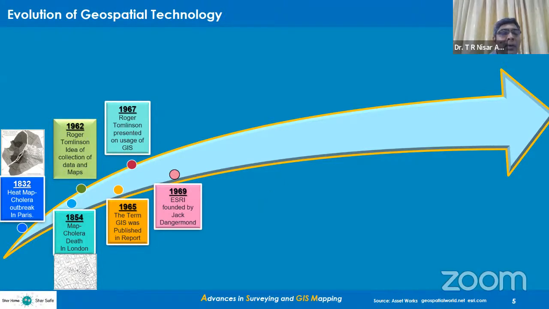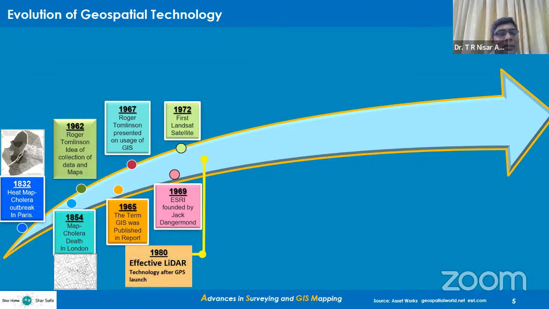In 1965, the first ESRI was formed by Jack Dangermond. In 1972, the first Landsat satellite was launched. Similarly, in 1980, LiDAR technology was developed. However, the concept of LiDAR technology became popular after 1995, ever since the US launched the first fully operational GPS system.